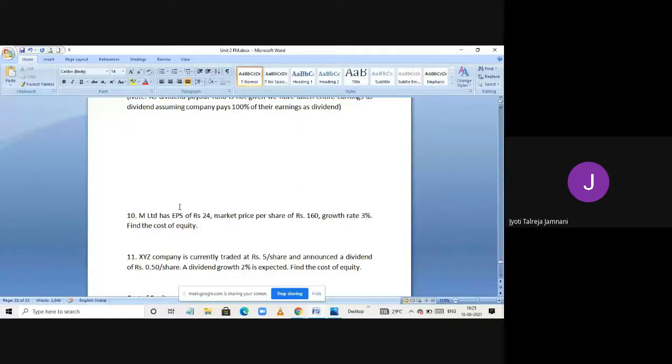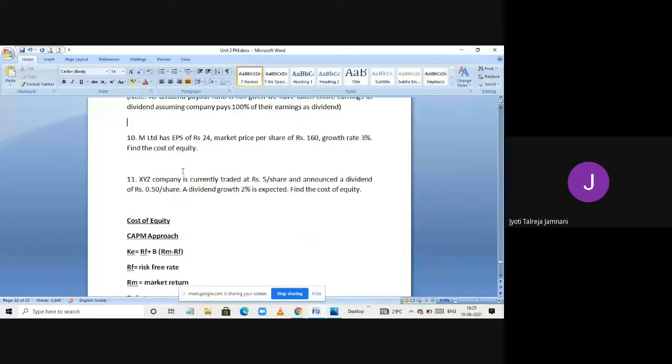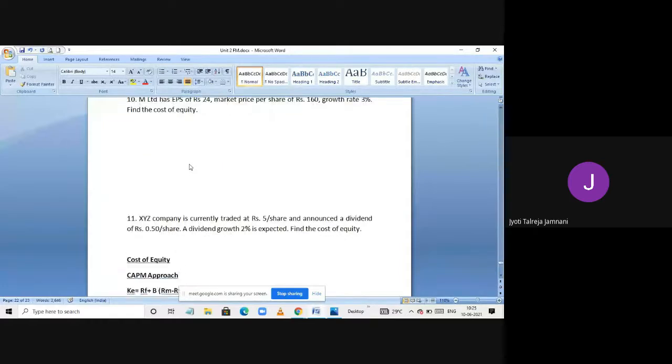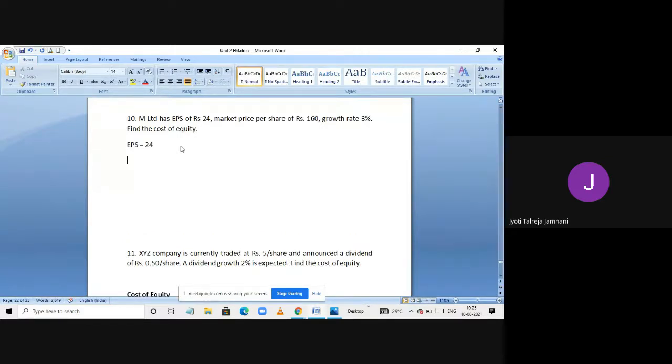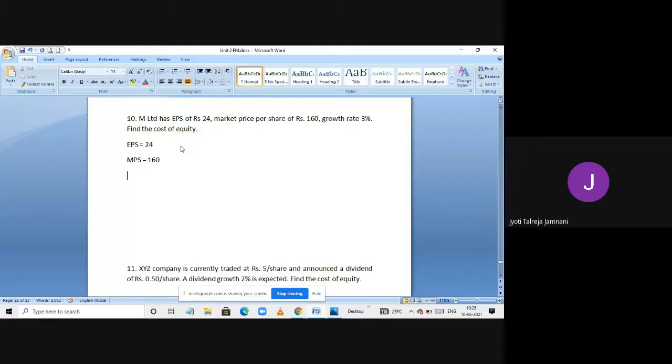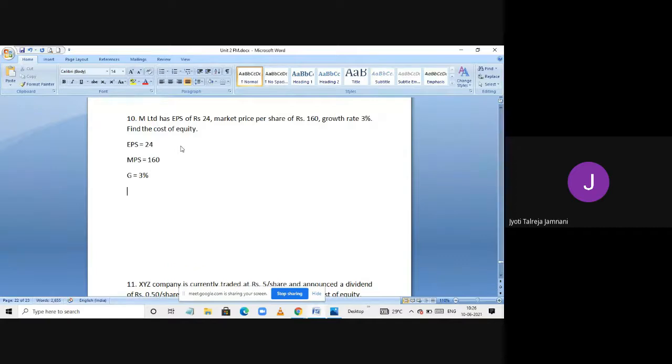Let's do the next sum. M Limited has an EPS of rupees 24. Again, the same. EPS is equal to 24. Market price per share is 160. MPS is 160. Growth rate is 3%. So g is 3%. Find the cost of equity. Now we don't want EPS, we want dividend per share. So dividend is equal to EPS, which is equal to 24 rupees.